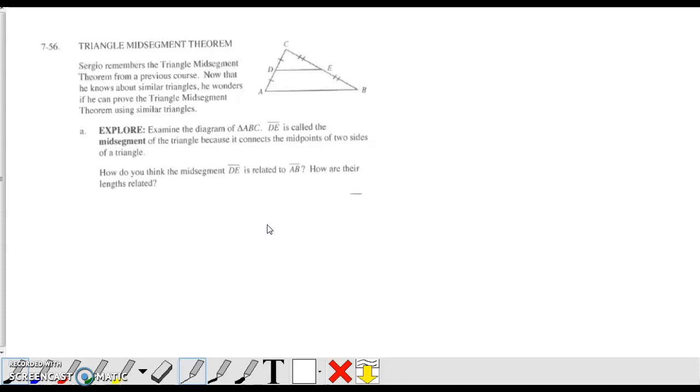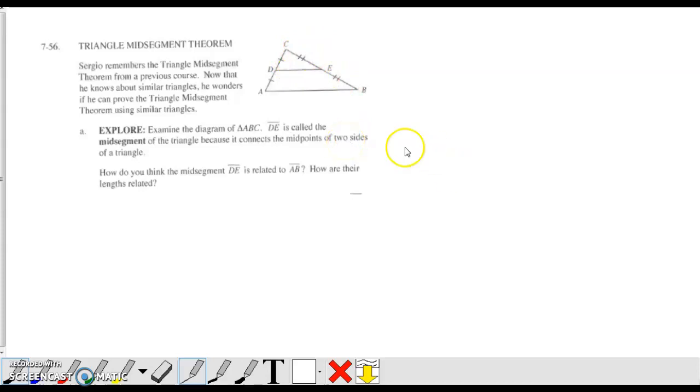So we want to examine our lovely triangle, A, B, C. We want to talk about D. DE is called the mid-segment of the triangle because it connects the midpoints of the two sides. Notice that we have one little tick mark here, one little tick mark here, so we know that these two sides are equal to each other. Two tick marks, two tick marks, so again, these two sides are equal to each other.